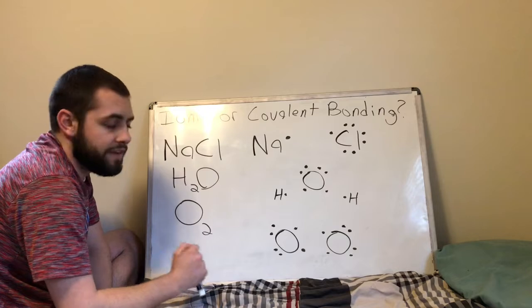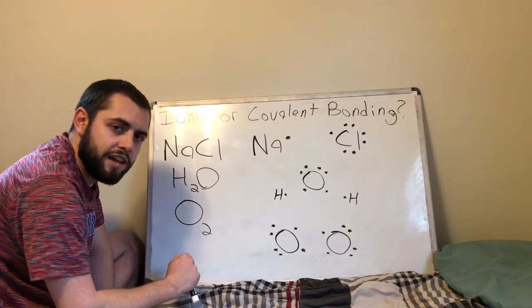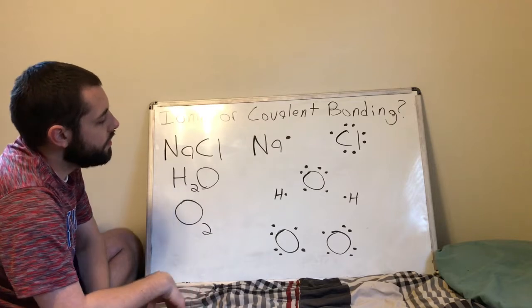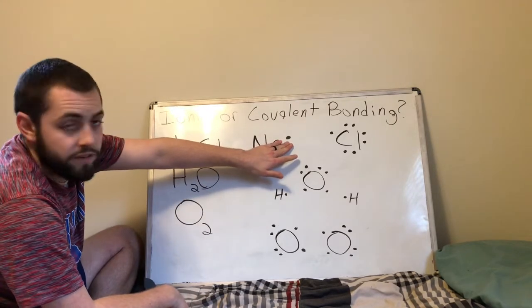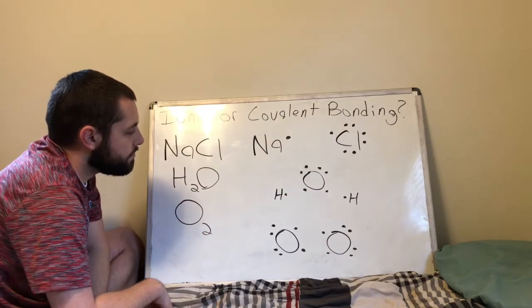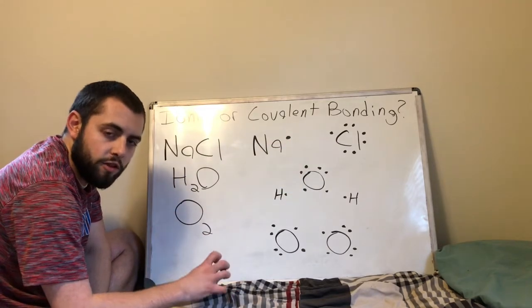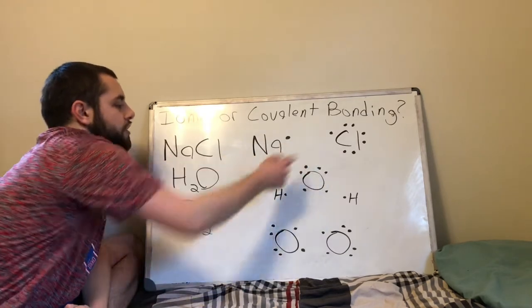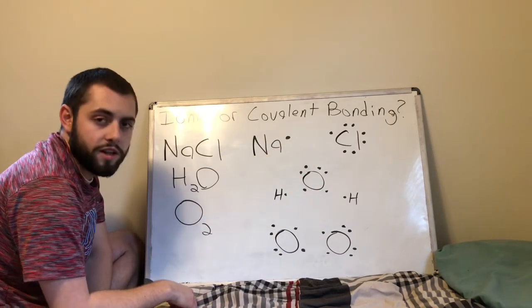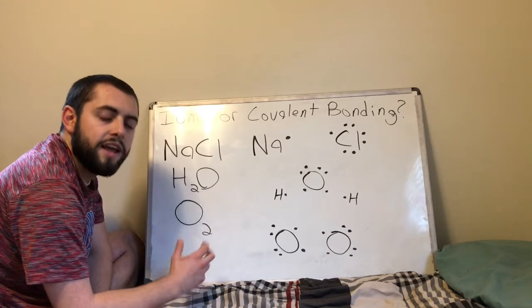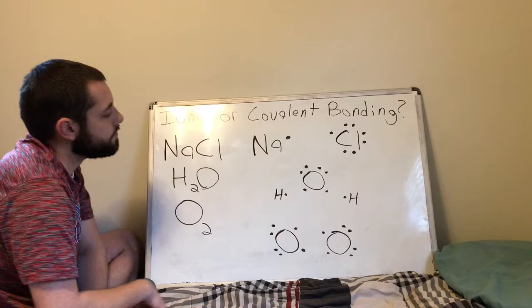Chlorine has 7 valence electrons, and all of the halogens will have 7 valence electrons. Sodium would really like to get rid of this electron. If it can lose this electron, it's going to end up with a full octet. It'll be very stable. Chlorine would like to gain 1 electron. If it gets that electron, it will also have a full octet, and it'll be very stable.